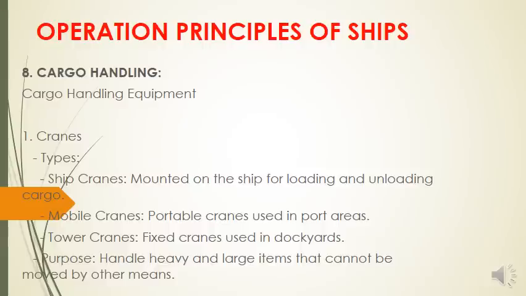The first is the use of cranes. Cranes such as ship cranes, mobile cranes, tower cranes. Ship cranes are mounted on the ship for loading and unloading of cargo. Mobile cranes provide portable cranes used in port areas. Tower cranes are fixed cranes used in dockyards, and the purpose is to handle heavy and large items that cannot be moved by other means.